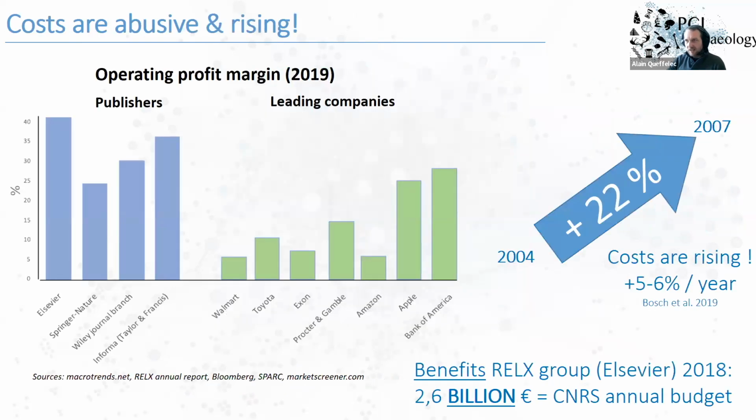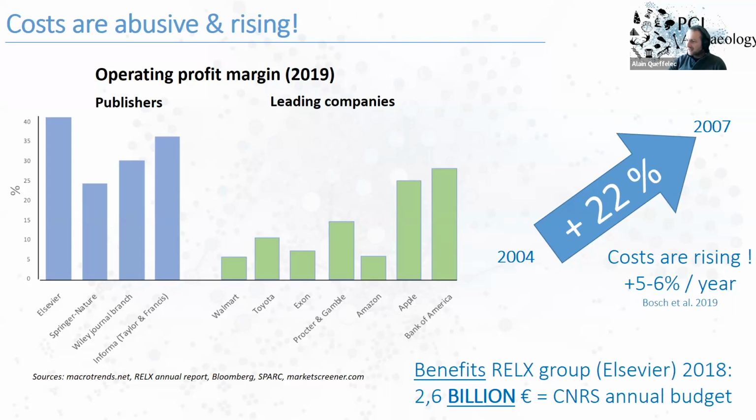The costs are extremely high. As you can see on the left of this slide, the profits of these big commercial companies are very high. You can see that they are much higher than even Amazon, Apple, banks, etc. And the costs are rising every year, much more than inflation.